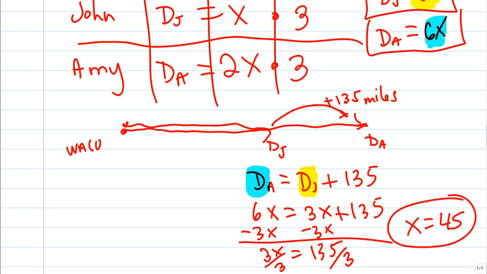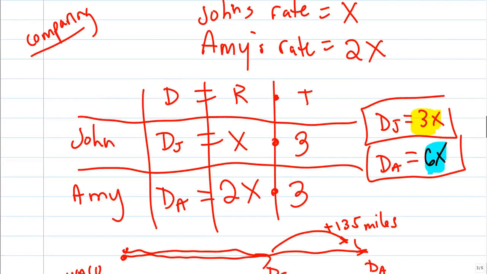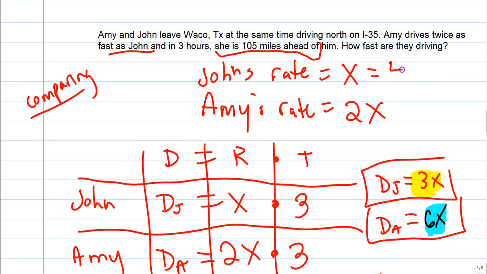Is that what they asked? They asked for the rates, right? So John's rate was x, which was 45. Amy's rate was twice as much, which was 90.